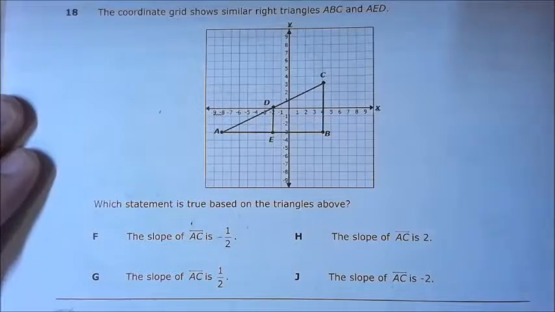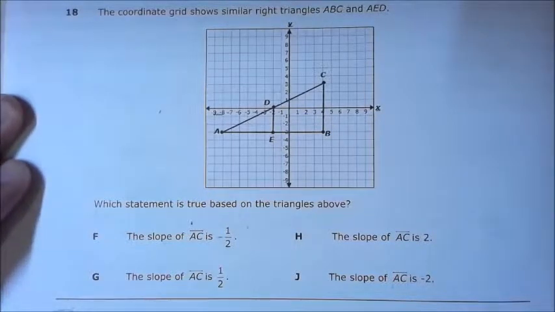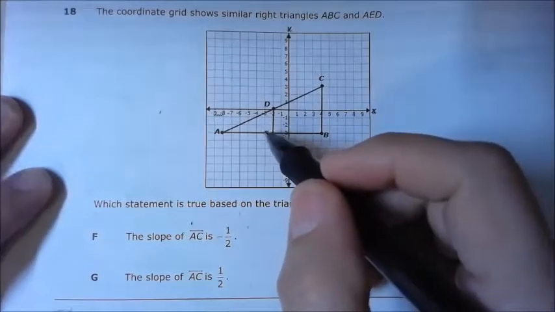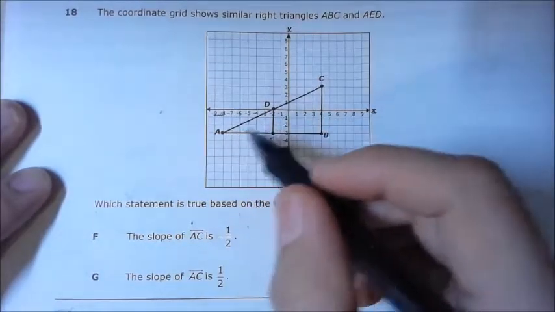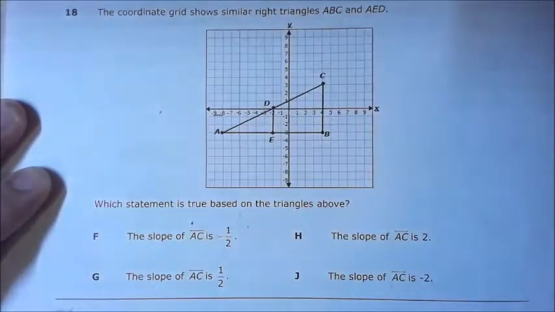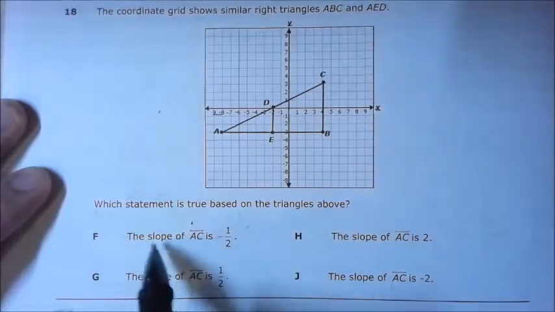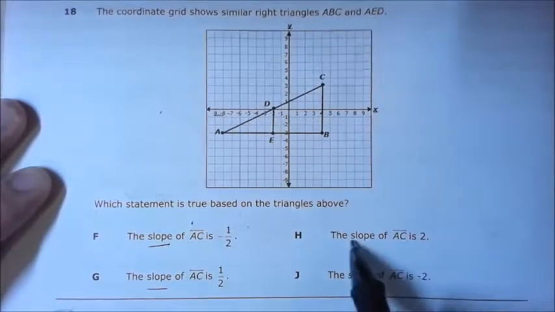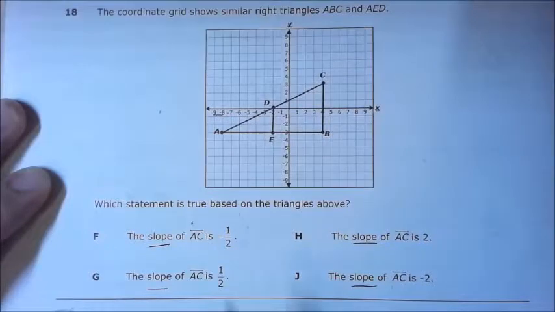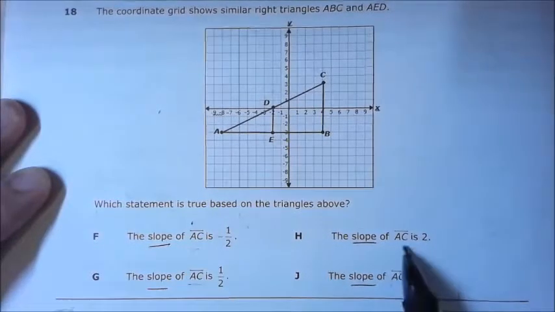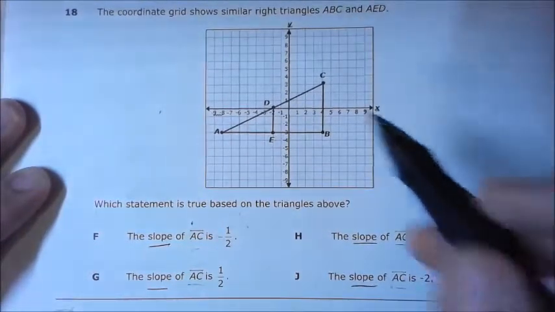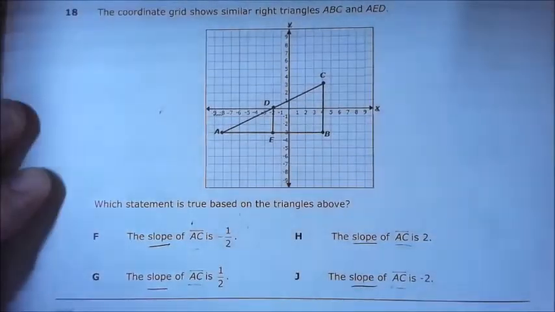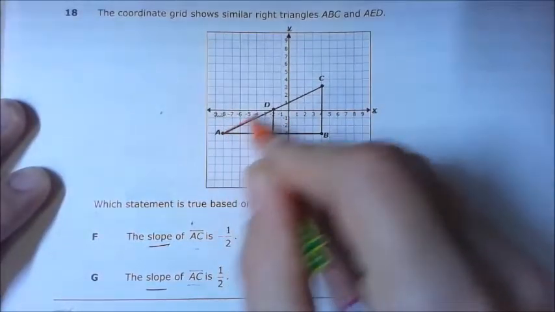On question number 18, it says the coordinate grid shows similar right triangles ABC and AED. Which statement is true based on the triangles above? So let's take a look at our triangles. Now notice that in this question, it's going to ask us about a true statement, but if you notice in the answers, they all say slope. So we're going to be asked about the slope, and they all say AC. So it's talking about line segment AC. In other words, if I highlight it, AC is going to be this line right here.